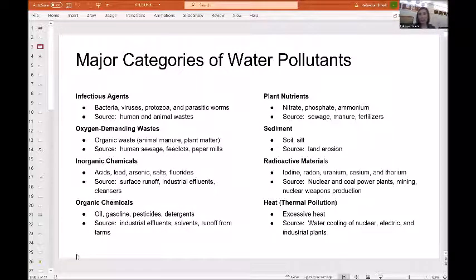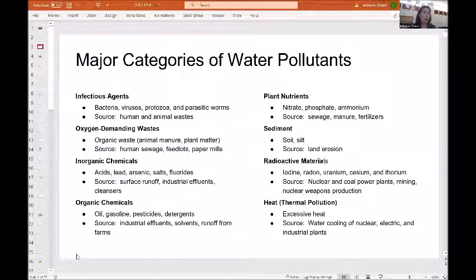Also, we have inorganic chemicals. That's typically from industrial practices, maybe acid mine drainage. Those are our metals, lead, arsenic, some salts, et cetera. Organic chemicals also come from industrial processes, runoff from farms, and runoff from things like cars, where cars leak oil, that gets into the storm sewer, and then that's discharged into rivers and streams.